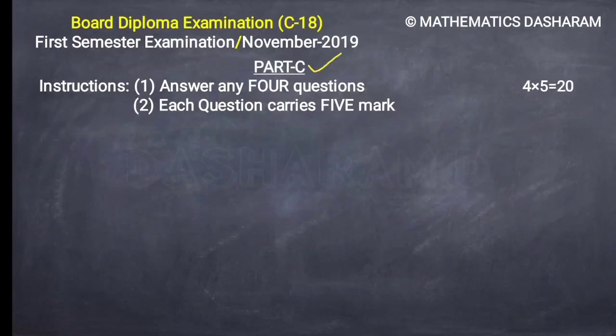Next, part C: answer any 4 questions. Each question carries 5 marks, so 4 fives are 20. The first question is the 13th question, problem number A.